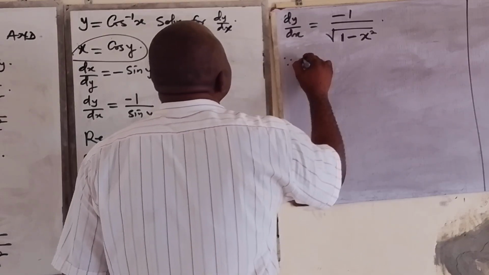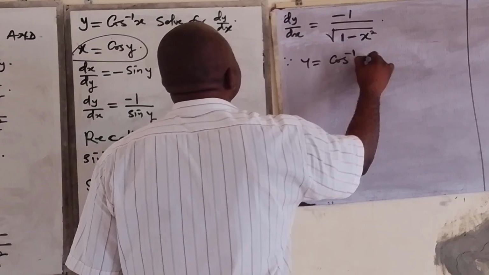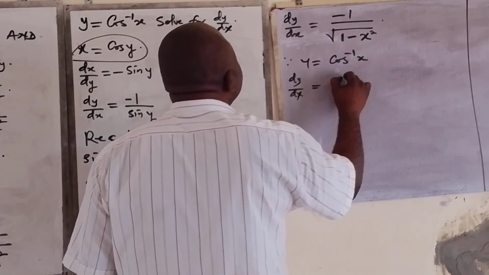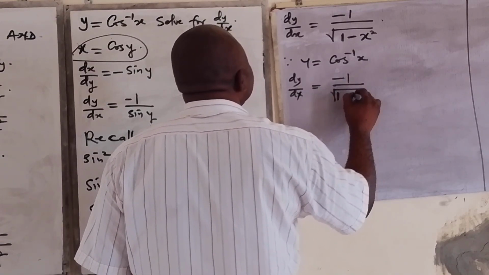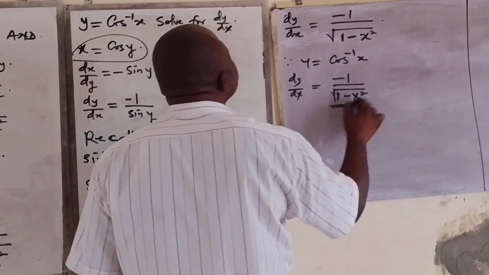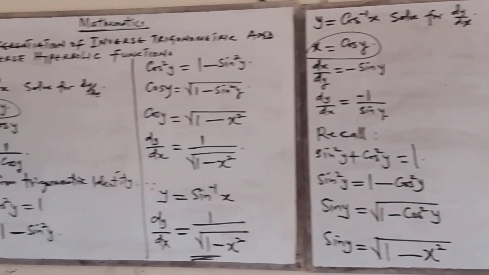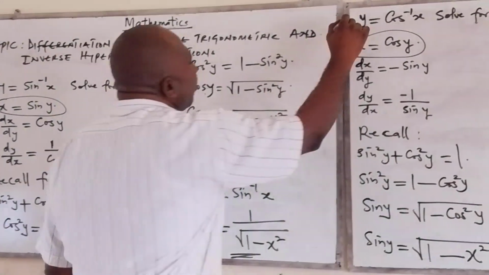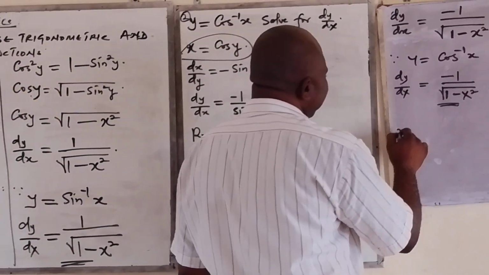So therefore, if y is equal to cos inverse of x, dy/dx will be equal to minus 1 all over the square root of 1 minus x squared. So that's the value of dy/dx. Now, let me tag the first one as number 1, the cos as number 2. And now, let's look at number 3.